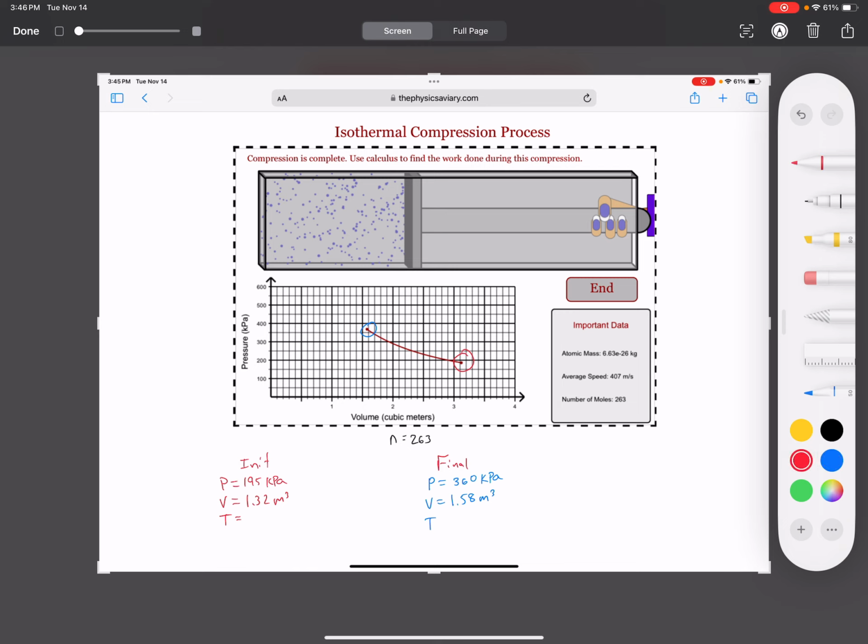You're now going to use the ideal gas law twice. Once for your starting condition and once for your final condition. Make sure when you do your pressure, you put it in pascals. Volume, you can leave in meters cubed. Moles. Ideal gas constant. Solve for temperature. You should get the same temperature at the beginning and at the end, but do it twice. Solve for temperature both times.